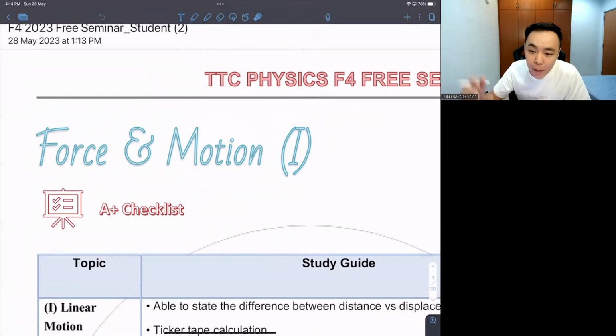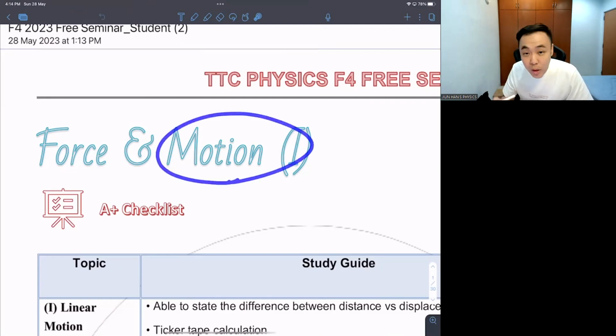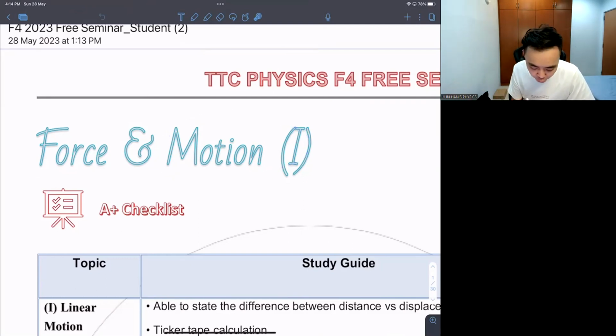In the early subtopics, you had 2.1, 2.2, 2.3: linear motion, ticker tape, motion graph, free fall. Think about it, what do you do? You calculate velocity, accelerations, distance, displacement. So ultimately, what are those? Motion. The back part of chapter 2 will be force. So you say, hey, why are we not learning force first? It's force and motion, right?